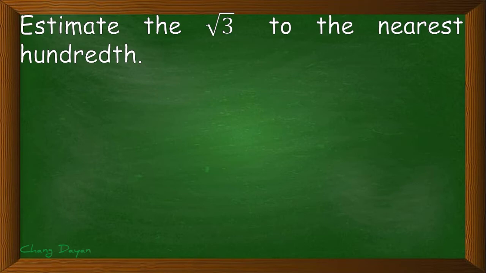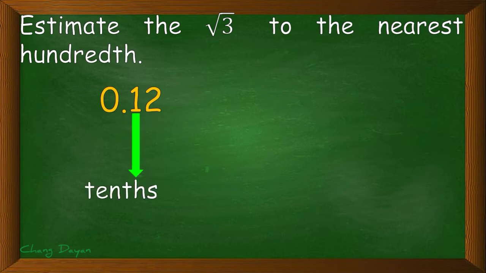Ngayon, estimate natin ang square root of 3 to the nearest hundredths. Ano nga ba? Saan nga ba yung nearest hundredths? Halimbawa, meron tayong 0.12. So, after ng decimal, ang 1 ay nasa 10th place. Samantalang, ang 2 ay nasa 100th place.